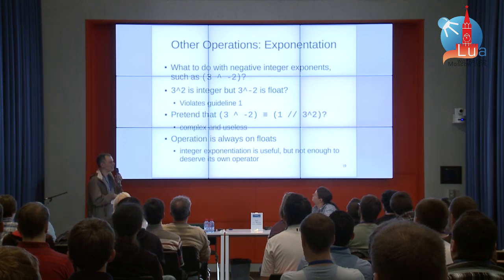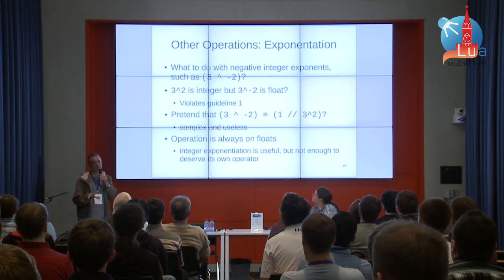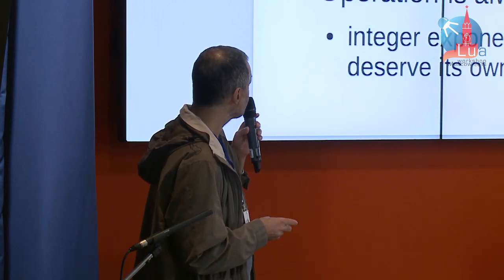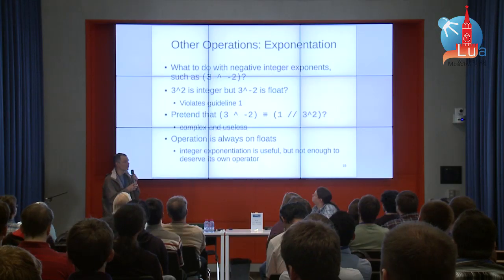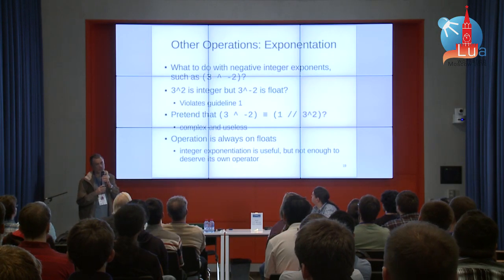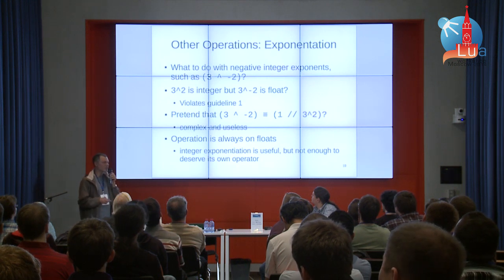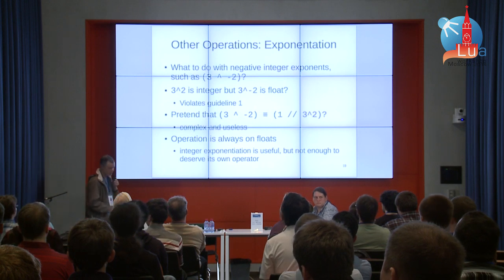So maybe the most correct solution would be, like in division, to have two different operations, an integer exponentiation and a float exponentiation. But we decided that it's not worth an integer exponentiation. It's not that common. And so we just keep the operation for floats. And if you do integer exponentiation, you implement your own or whatever. Most languages do not have integer exponentiation anyway.